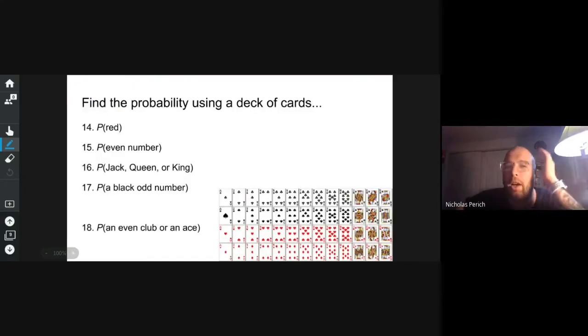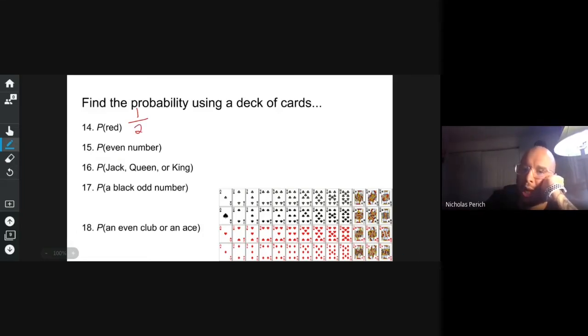Yep, perfect. All right, so I have a deck of cards, which is 52 cards. Just a quick look at it. Half of these are black, half of these are red. What's the probability of me getting a red? Half. This is out of 52.